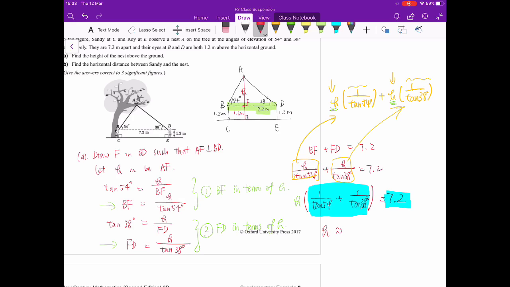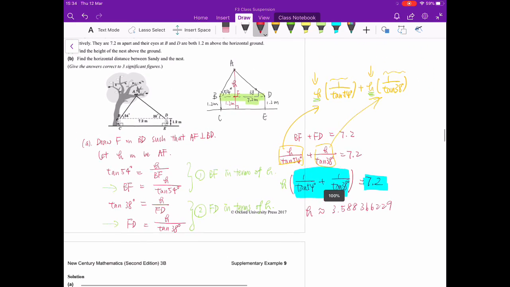Oh, did I calculate wrong? Let me calculate once again. Yeah, correct this time. 3.588366229. As H is not a final answer, I'll try to keep it as accurate as I can.